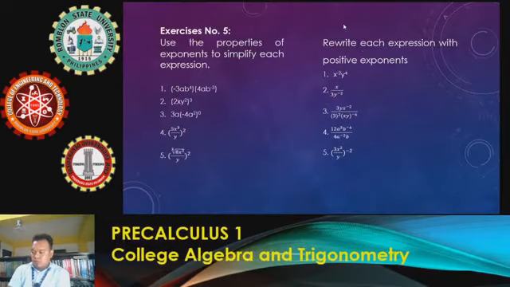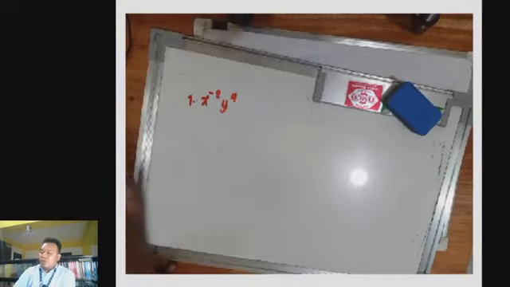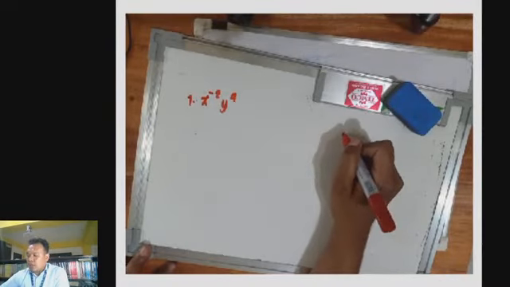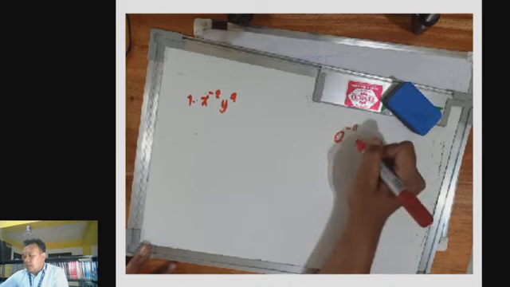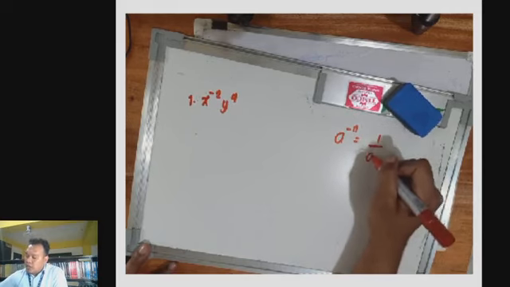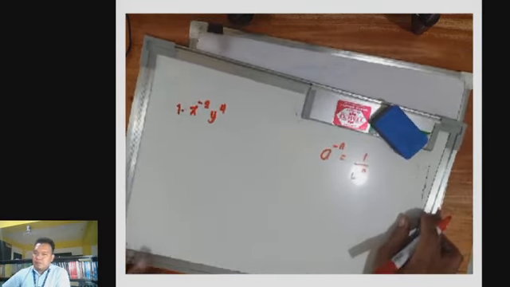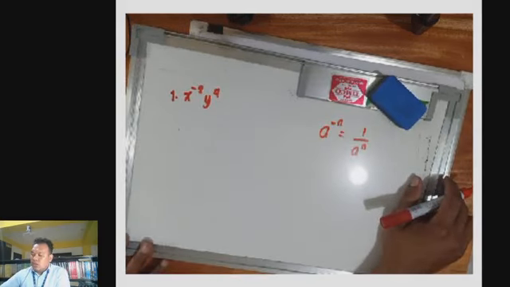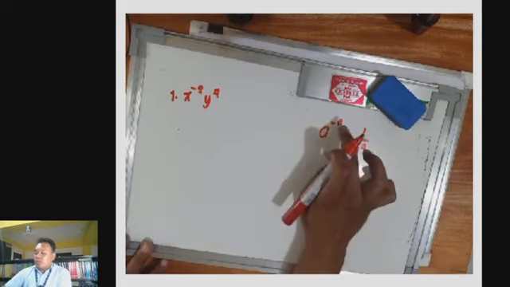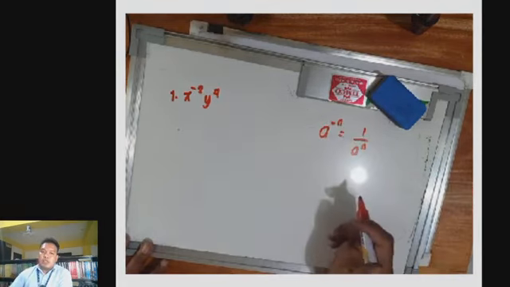Itong nanditong part. Rewrite each expression with positive exponents. So, number 1, we have x raised to negative 2, y raised to 4. So, we can say that, di ba meron tayong properties which is equivalent kay a raised to negative n, ay pwede natin isulat yan as 1 over a raised to n. Kasi nga, yung negative exponents, nag-indicate lang siya na nasa ilalim siya.